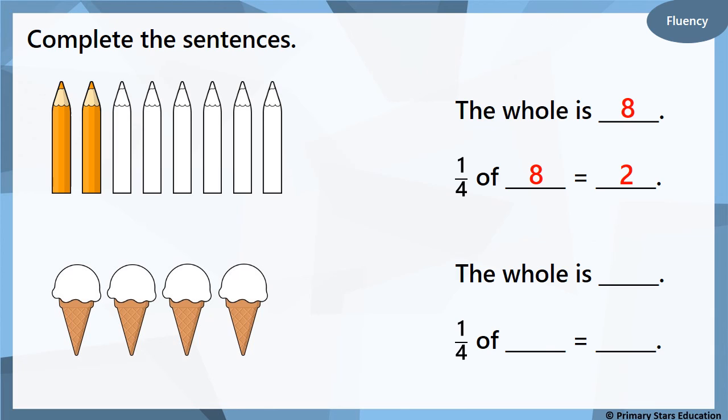The next one, we've got pictures of ice creams. The whole number there is 4. I want to colour in 1 out of those 4. So 1/4 of 4 is 1.